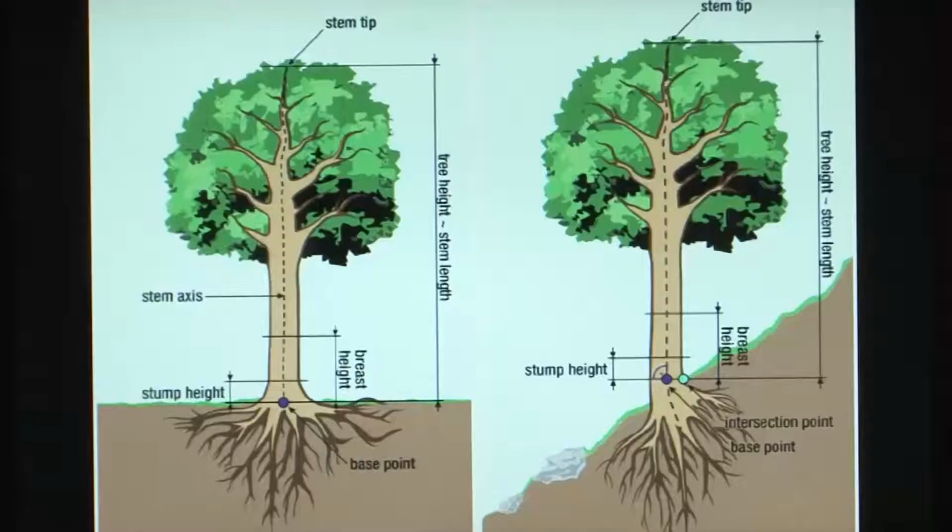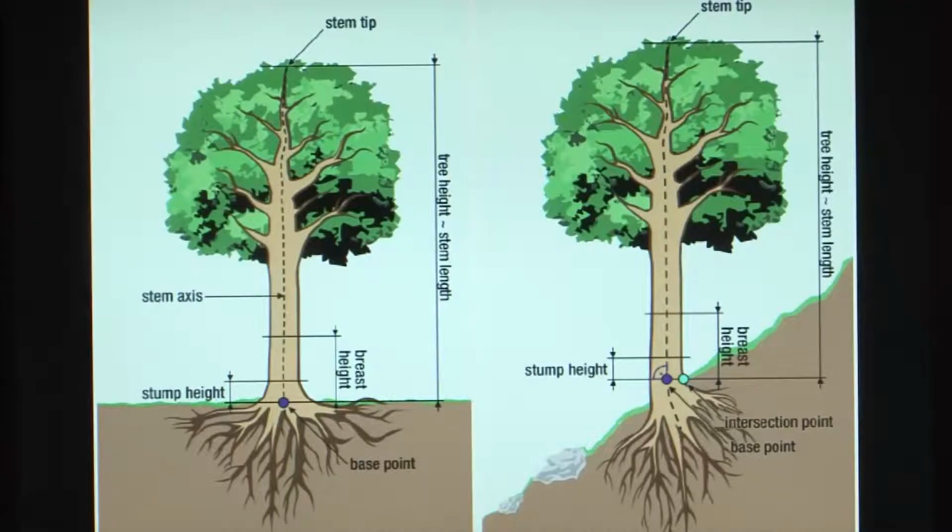To further elaborate, as you can see on this slide, we are showing the stem tip and the tree height is the vertical height. It is also known as the stem length in this case, because our tree is vertical and the stem axis is also vertical. So, the tree height is the same as the stem length. We can also see the breast height and the stump height. The stump height is the height at which this tree would be cut. It is generally 1 foot.